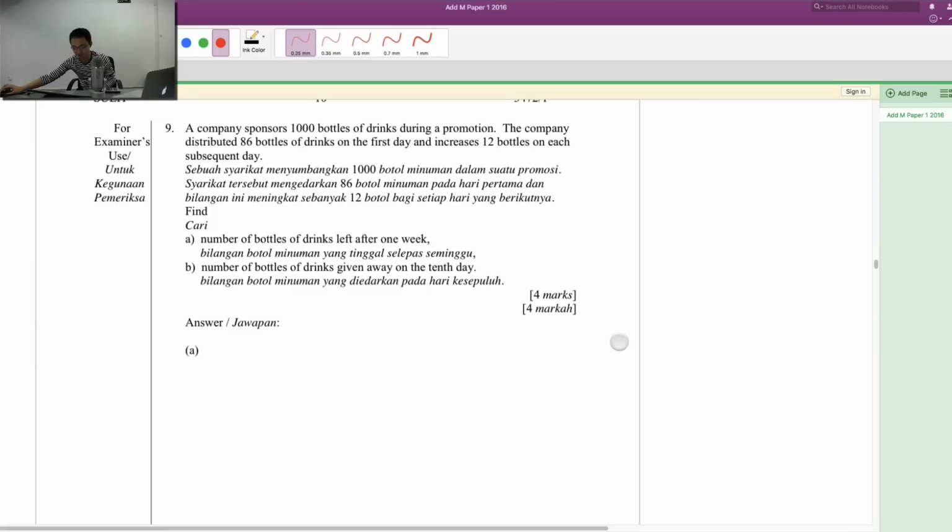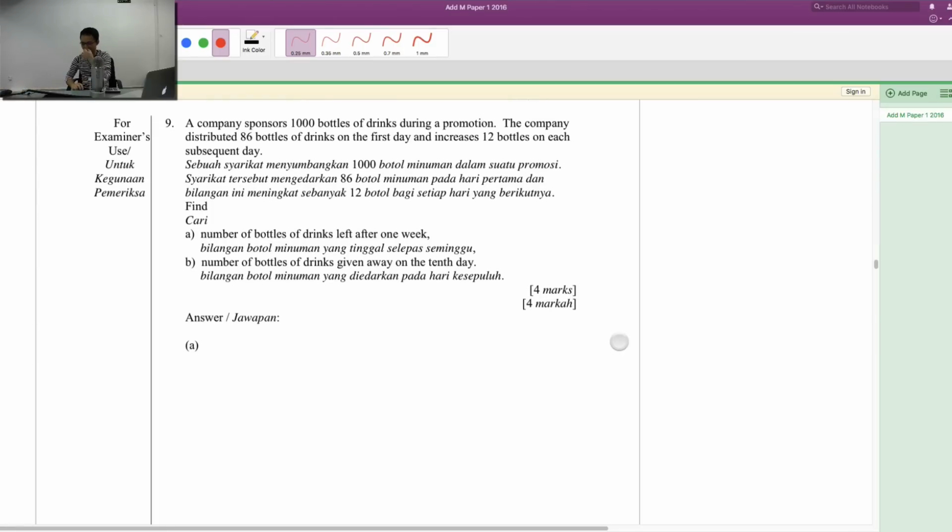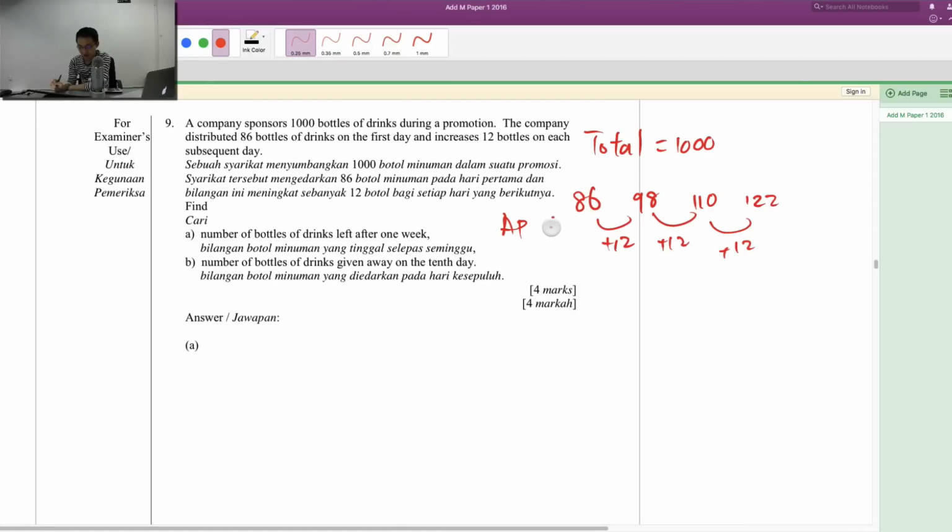Okay, let's move on to number 9. I guess it's a progression question also. A company sponsors 1,000 bottles of drinks during a promotion. The company distributed 86 bottles of the drinks on the first day and increased by 12 bottles on the subsequent days. So the first day is 86, and then he will give another 12 bottles, so it'll be 98, then another 12 bottles, 110, and then another 12, 122. So obviously, because it's given plus 12, you know this is AP. Okay, this is how I know that.